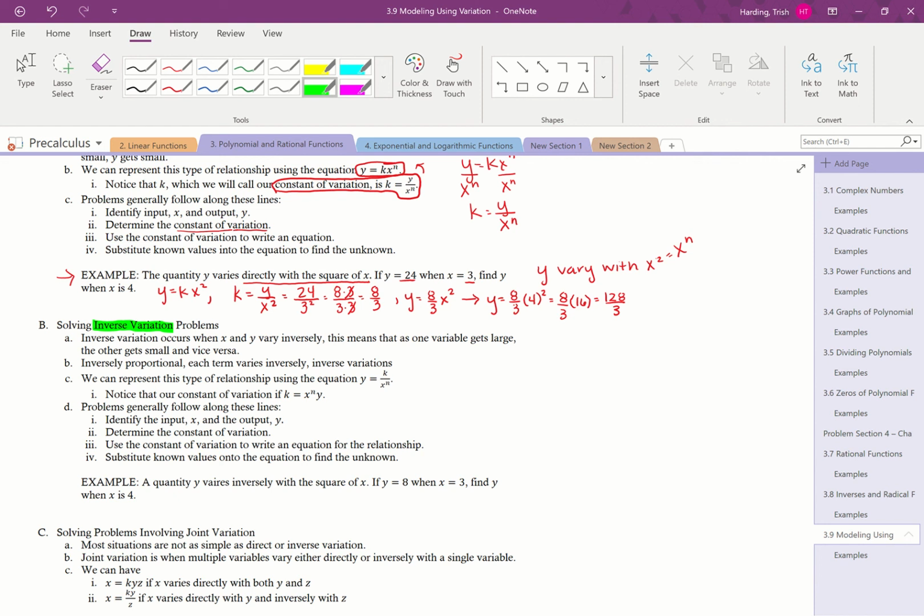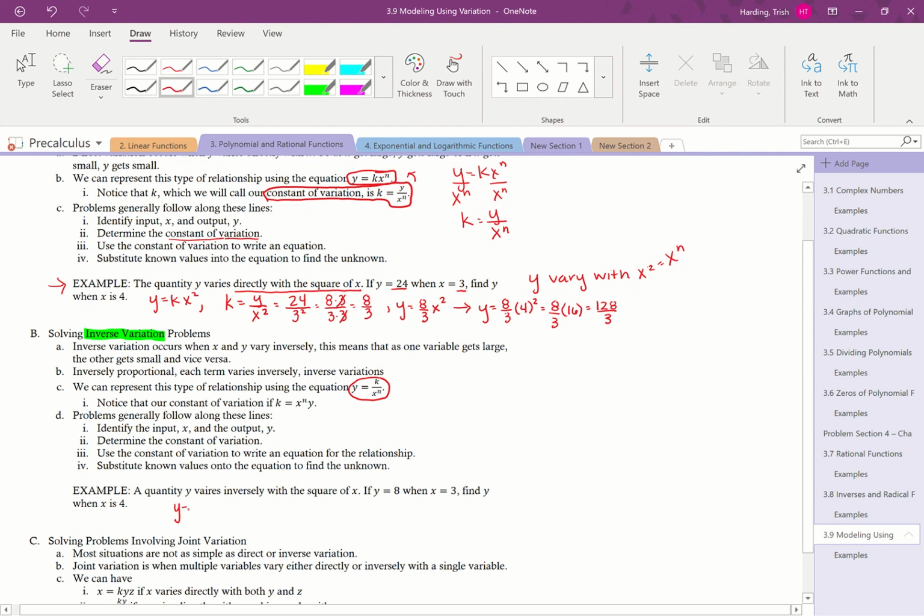So they're inversely proportional. This type of relationship is usually represented by y equals the constant of variation k over x^n. So notice we rearrange that and we can find our constant of variation. So let's look at this example. A quantity y varies inversely with the square of x. So that means that our y is now going to become k over x squared.